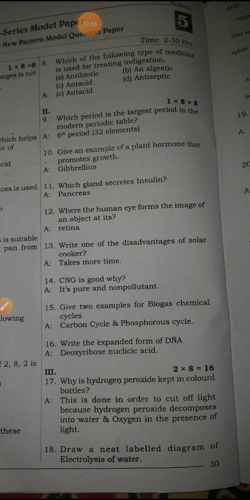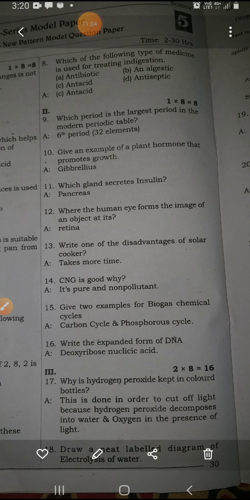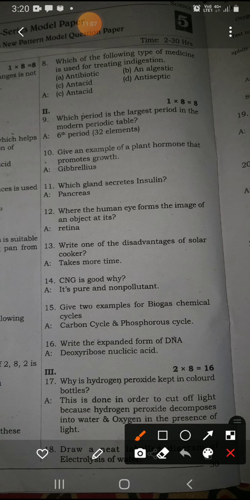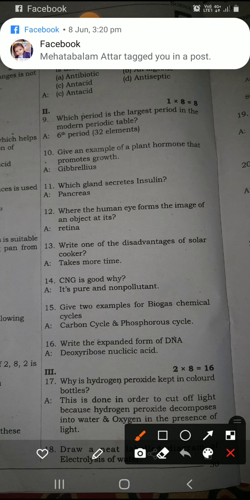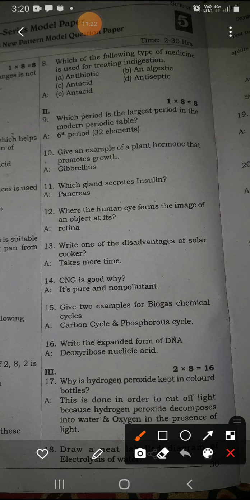So next, 11th question: which gland secretes insulin? We know that the pancreas is a gland. The pancreas is a gland which secretes insulin, right? What is insulin? Insulin is a substance, or you can say a hormone, which controls our sugar level in the body, right?